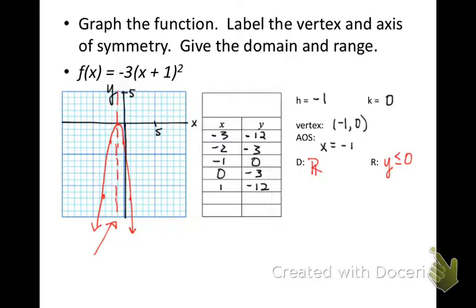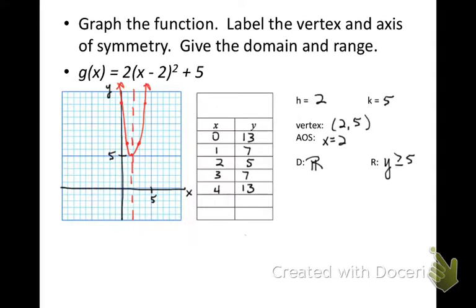Your domain, of course, will be all real numbers, and then notice how the graph of the parabola starts at the y value of 0, and then the curve is across from all the y values that are less than or equal to 0.